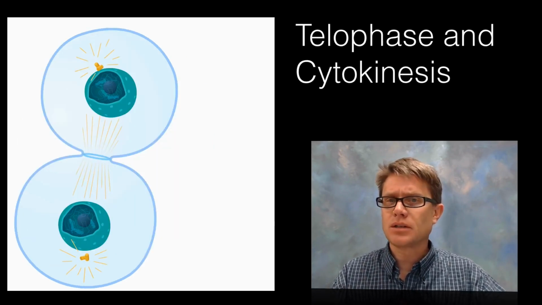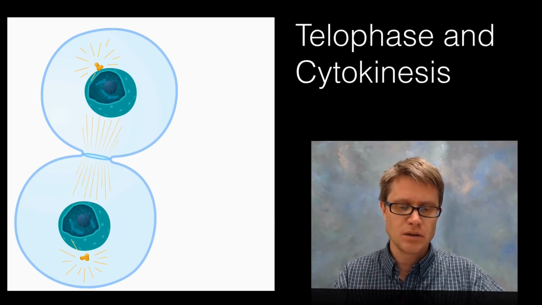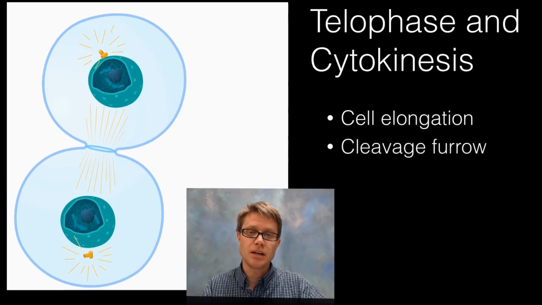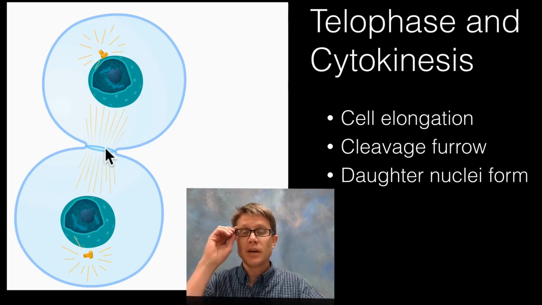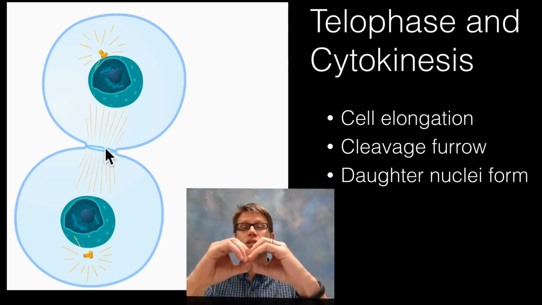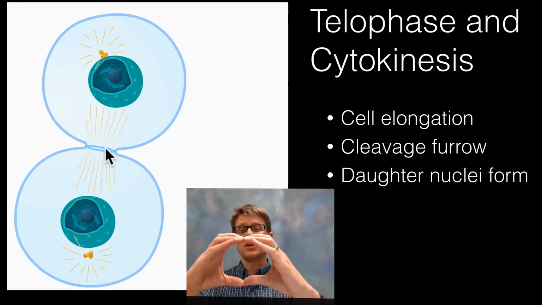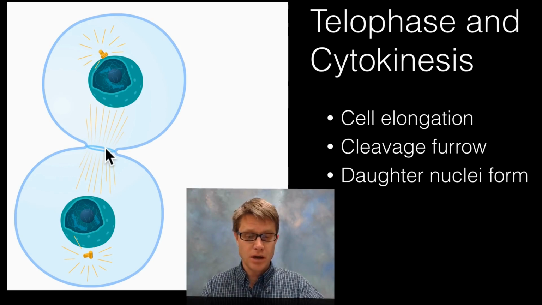And then finally, we go into telophase and cytokinesis. During telophase, what we're going to form is new nuclei on each side. The cells are elongating, and that cleavage furrow is forming. So this is that cleavage furrow right here. It's basically taking that one cell and pinching it in half. Now, if this was a plant cell, they form what's called a cell plate, which is a new cell wall right in the middle.